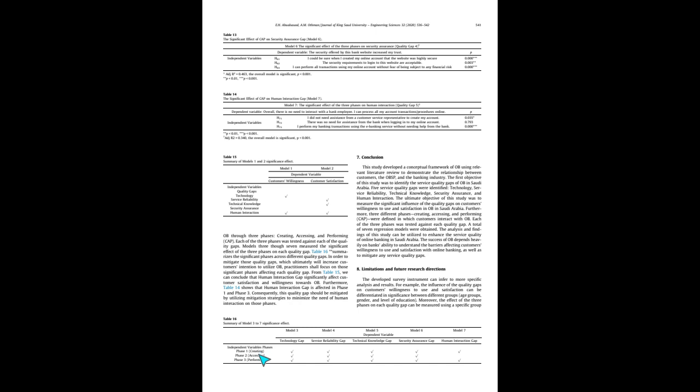Now here is the creating, accessing, and performing against each one of those quality gaps. The check one is the significance one. So when we see it has checked, that means it's significant to that quality gap. For example, creating the username, it's affected by the technology gap and the reliability and technical knowledge and so on. Here we see the human interaction affecting the creating and performing.